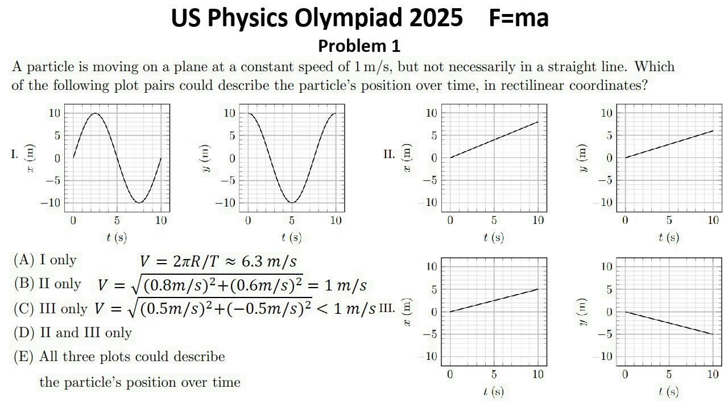In plot 3, the particle moves at a constant speed of square root of 0.5 squared plus negative 0.5 squared, which is less than 1 meter per second. So the answer is B. That was the solution for problem 1.